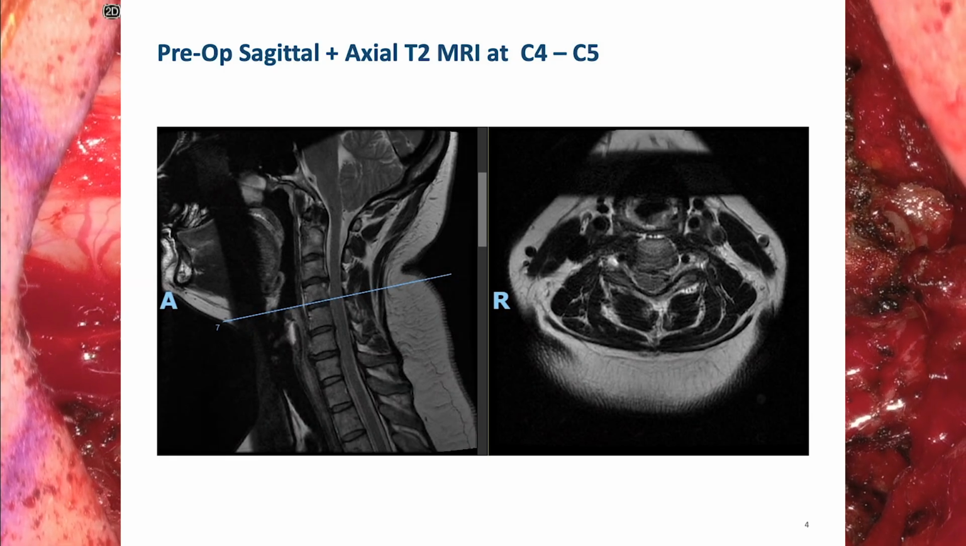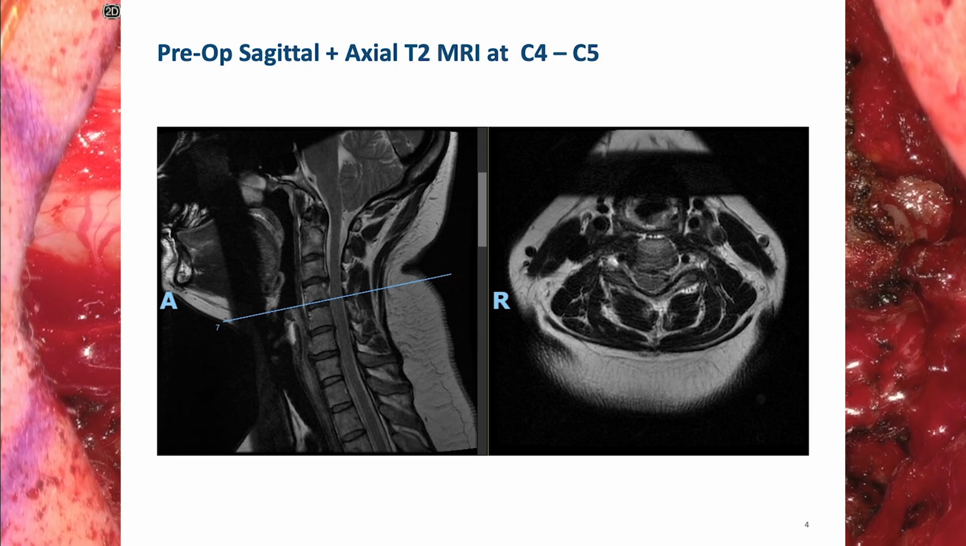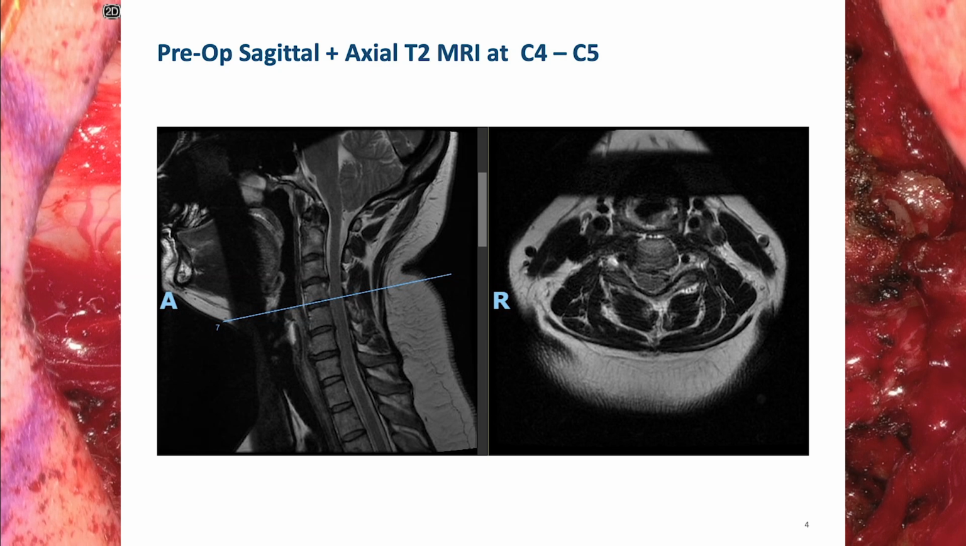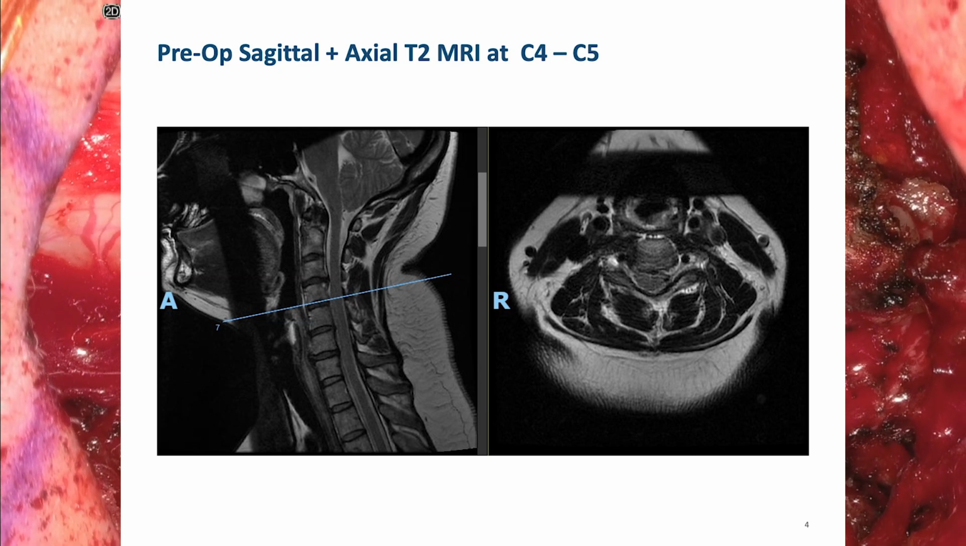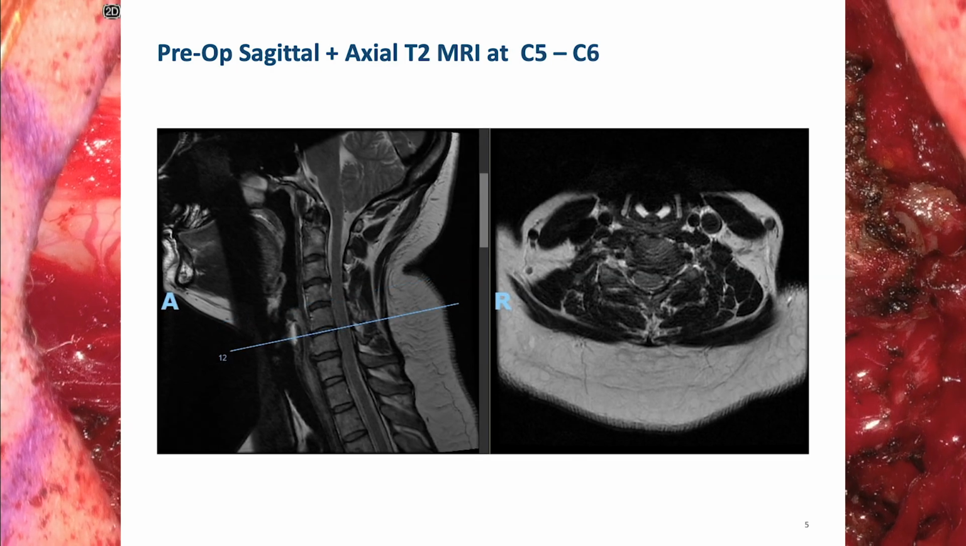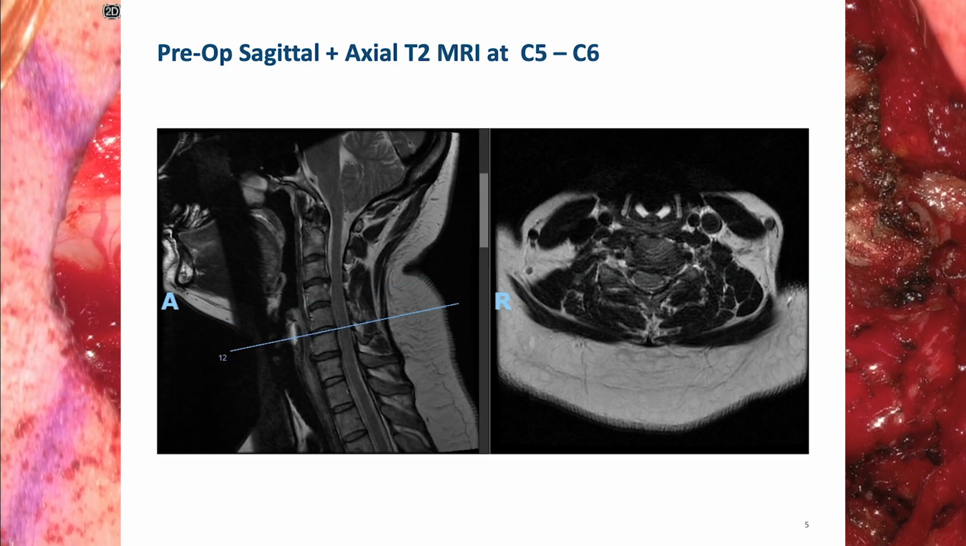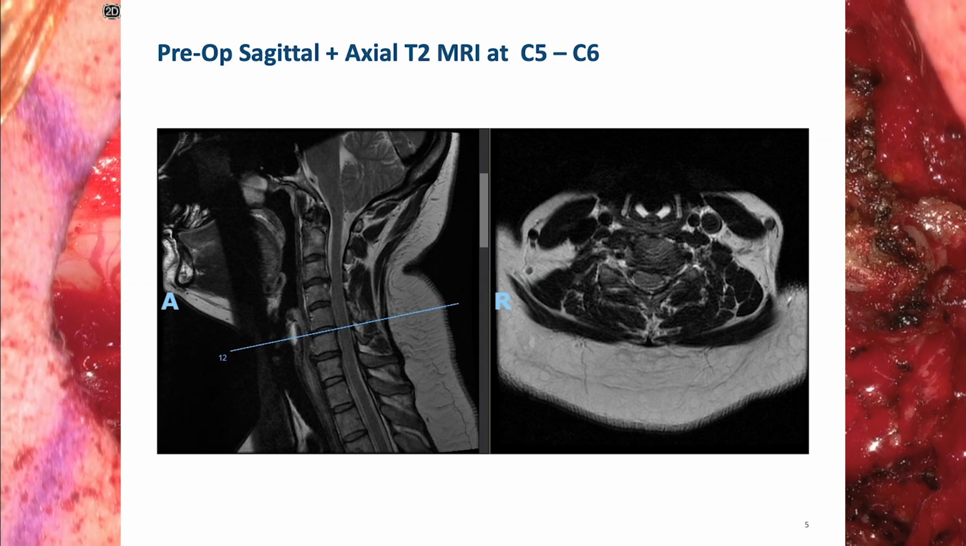So here we have our sagittal slices paired with an axial slice. And here at C4 to C5, we're seeing some flattening of the cord, highlighting the presence of some cord compression at this level, which matches with the sagittal cut. And at C5, C6, we are seeing some flattening of the cord, but also some foraminal stenosis, which is present along with that cord compression. This is due to some spinal stenosis.